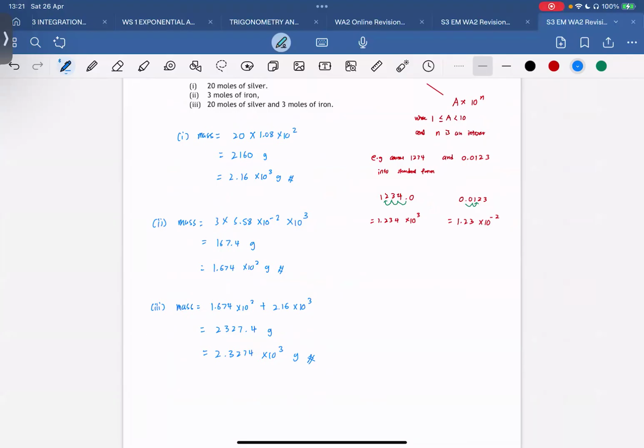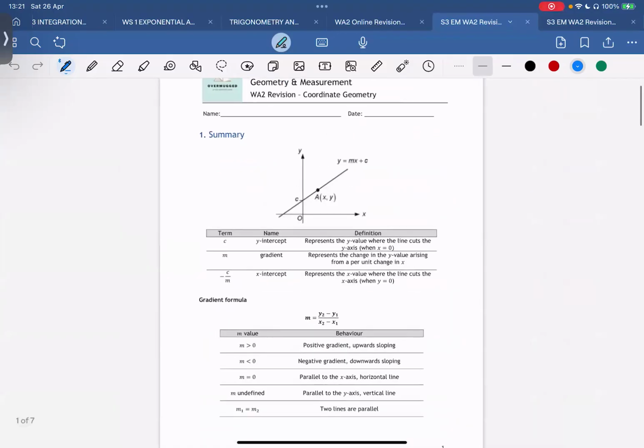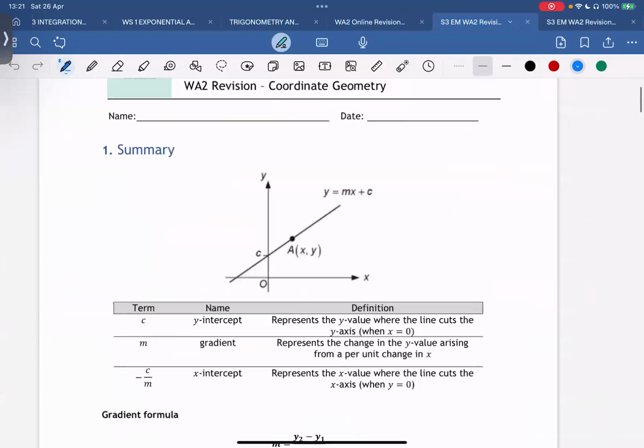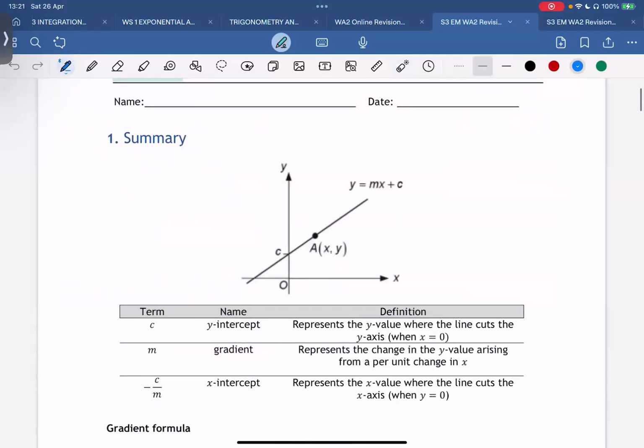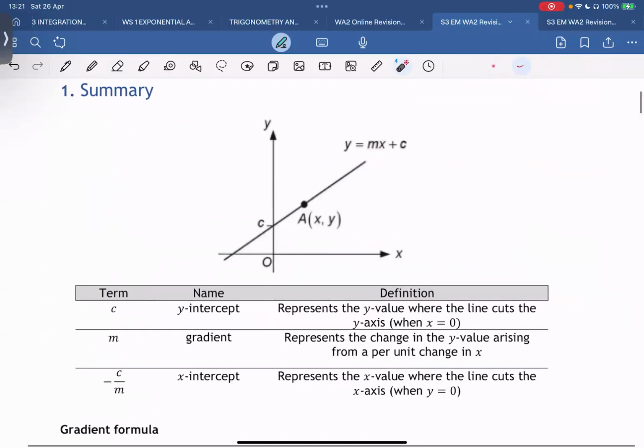Okay, so that is all for indices. Now we will move on to coordinate geometry. So let's do a bit of recap before we start on the questions. Over here we have the equation of a line, right? The general form, which is y equals mx plus c. C is known as our y-intercept.